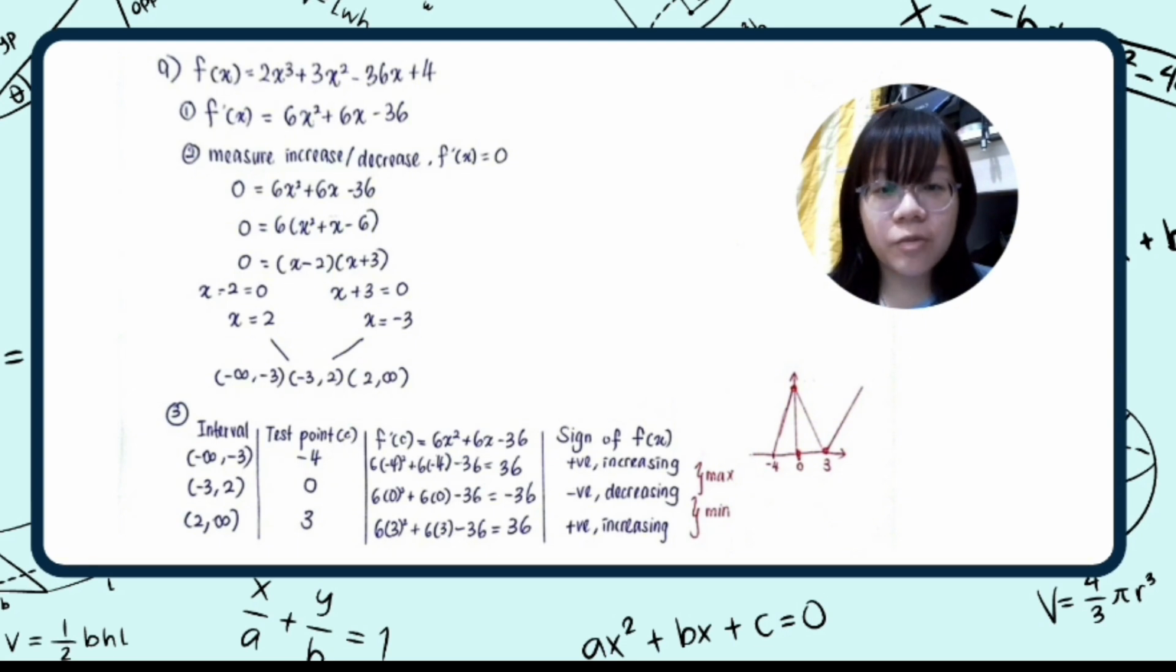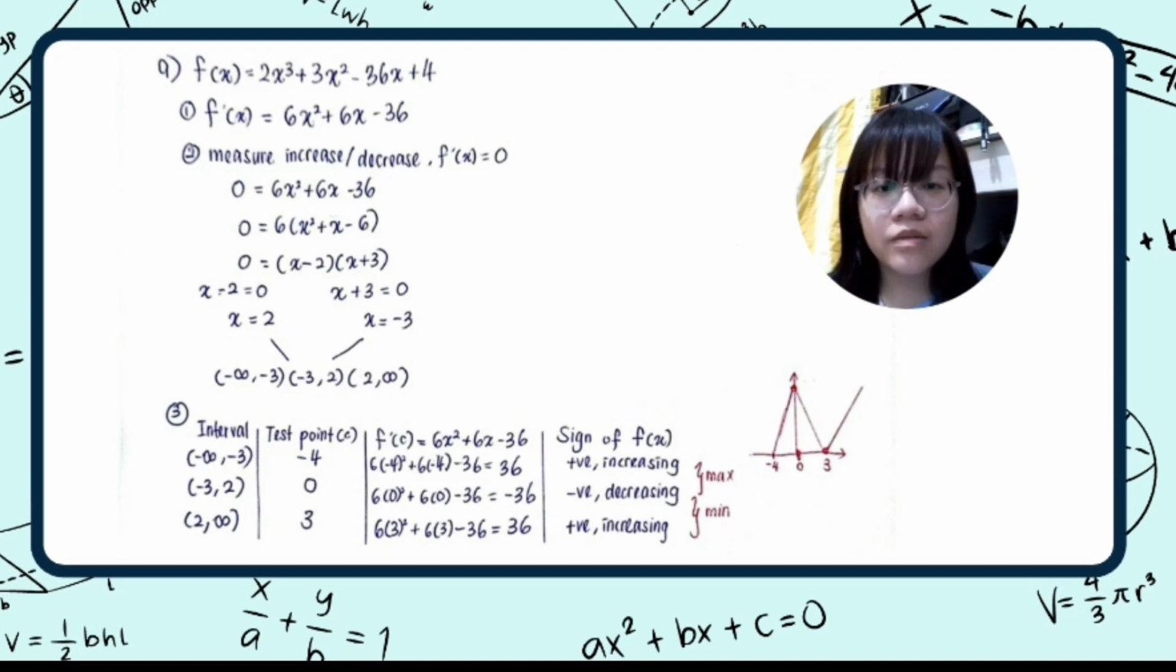After that, we are using the test point method, as we are going to use the intervals and find the numbers that are in the range of the interval. For example, for the first interval, negative infinity to negative 3, I'm using negative 4 as the test point for the function. After this, I get the sign of the function, which is positive. For the second interval, the sign of the function is negative, which means that it's decreasing, and the third is positive, which means that it's increasing.